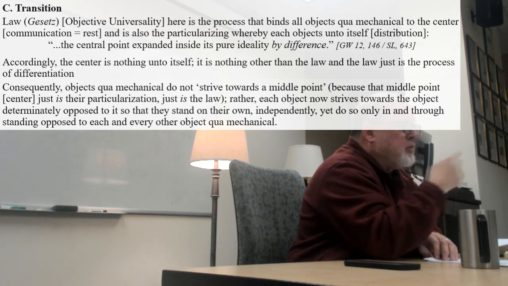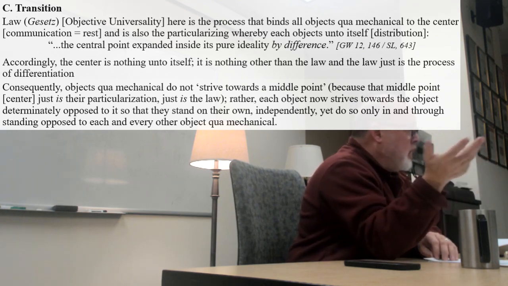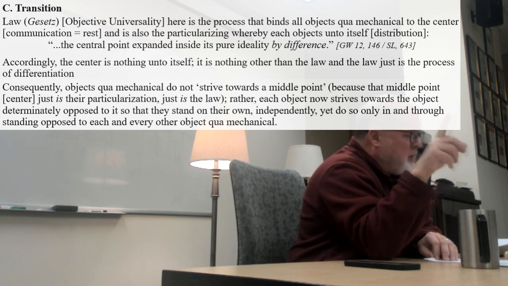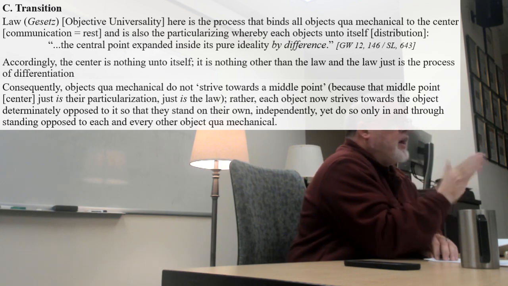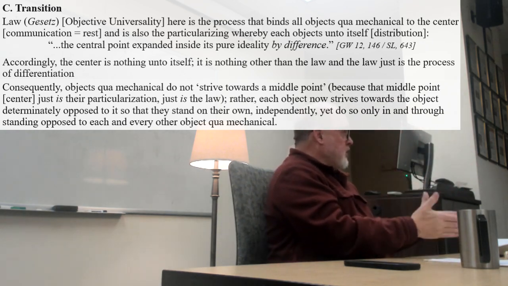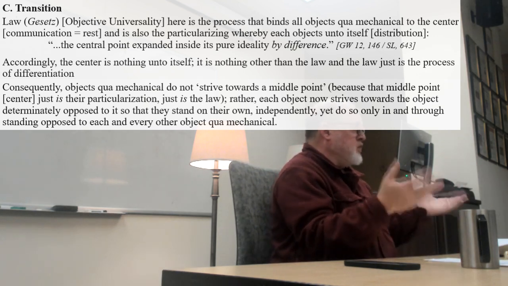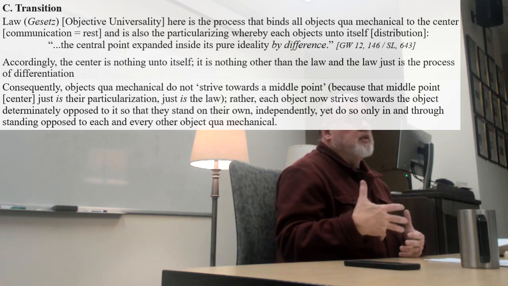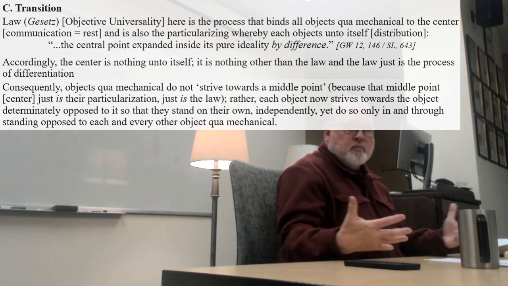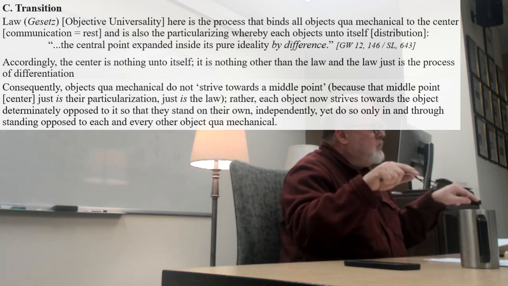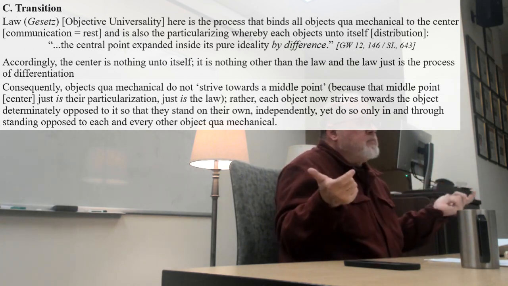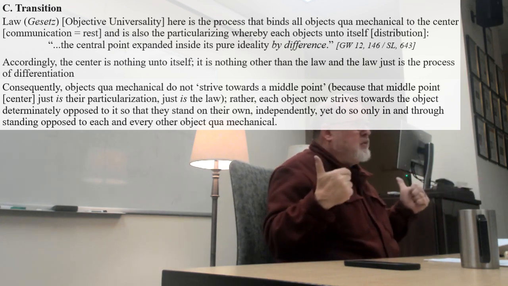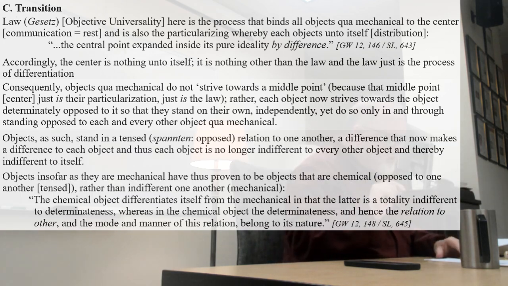So that they can stand on their own. Remember, to stand on their own, they have to stand separate from the other objects. Yet do so only in and through standing opposed to each and every other object qua mechanical. Now we don't have the aggregate or the heap that we started with of pure indifference and extrinsic relations. We also don't have the absolute mechanism, free mechanism of the law-governed communication and distribution. We have that the objects themselves are opposing themselves to one another. So the relations have begun to become intrinsic rather than extrinsic.